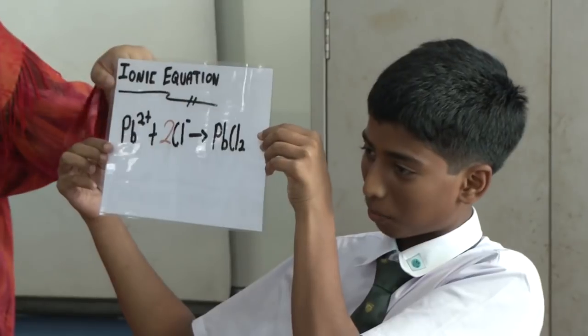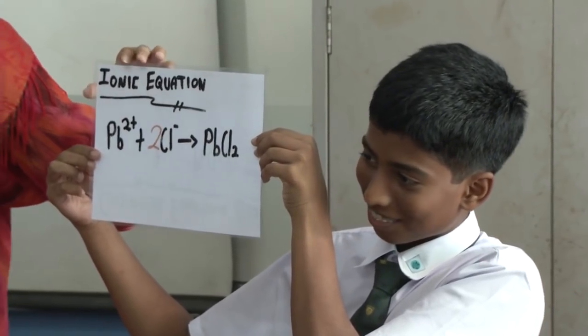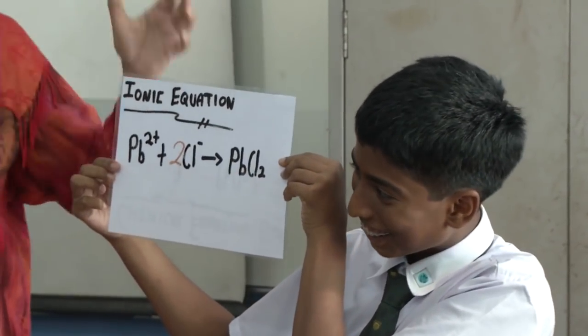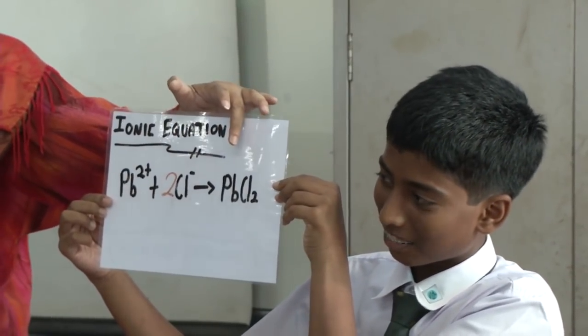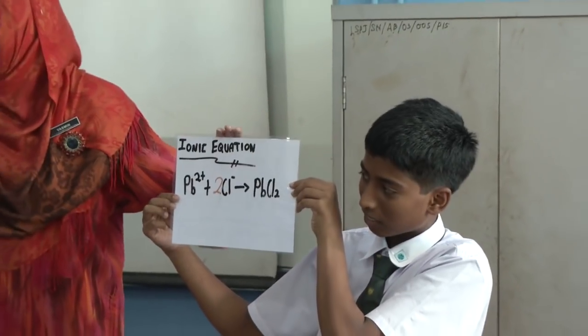Okay, then the ionic equation. Not bad, huh? He has this flip system. Okay. Ionic equation: Pb2+ plus 2Cl- arrow PbCl2. Okay, so this is also correct.